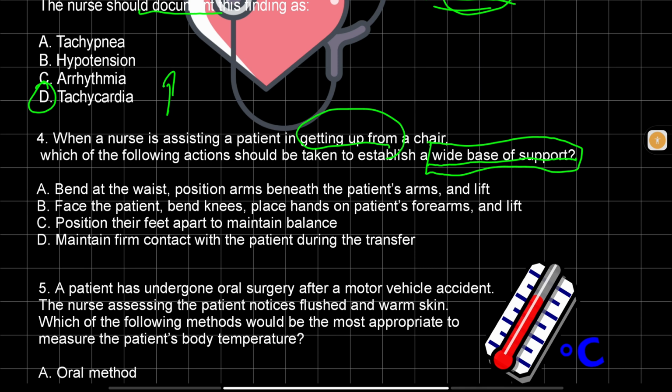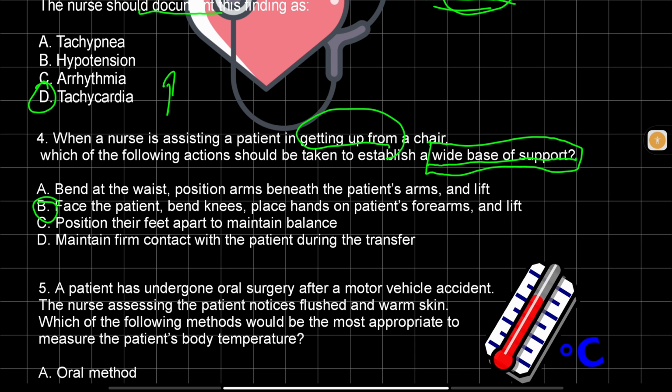Time is up, you guys. That's very quick. What is the answer? The answer is letter B. Face the patient, bend knees, place hands on patient's forearms, and lift. When a nurse is assisting a patient in getting up from a chair, the appropriate action to establish a wide base of support and ensure proper body mechanics is to face the patient, bend their knees, place their hands on the patient's forearms and lift. This technique helps maintain stability and balance while preventing injuries to both the patient and the nurse. Hence, the answer is letter B.